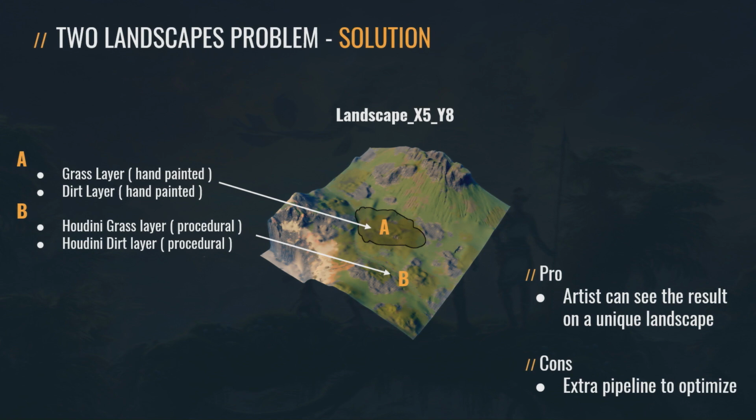The pro of that is that they could see the Houdini result. But the con is that we had to create a new, extra pipeline, because, as you can guess, it was not quite optimized since we had duplicated layers on the landscape. We won't talk about that pipeline, but what it does is take the landscape with duplicated layers and merge them in order to have only one grass layer landscape.